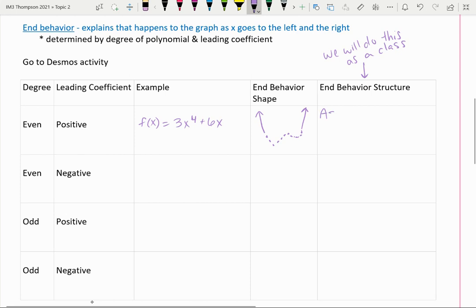So we're going to look at the graph. And this last column is not something that we're really focusing on today, just an introduction. We're going to grow with it as we go. But we're going to look at what happens as x goes to the left and what happens as x goes to the right. So this is going to be our structure, and I want to explain it to you.